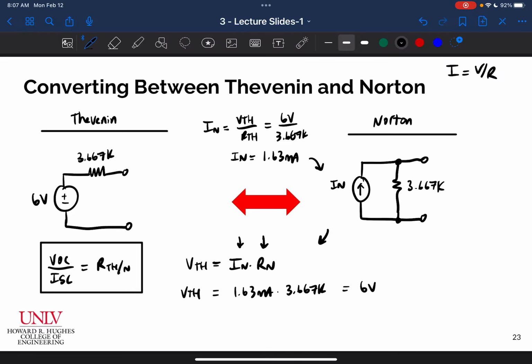We're going to move on to the next topic, which is source transformation, which is very heavily related to this slide here. So shouldn't be anything new, nothing too challenging, but we're going to go ahead and move on to that, and we are concluding Thevenin and Norton right here.